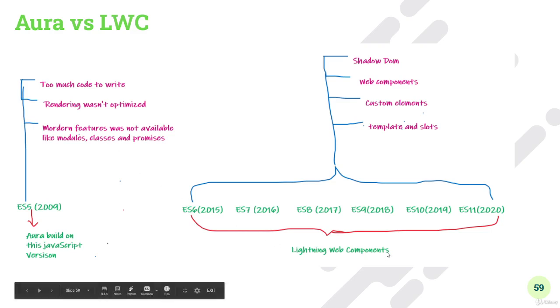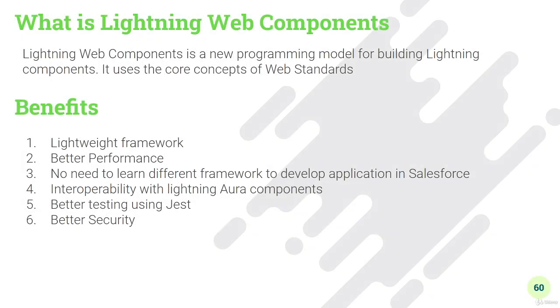But Lightning Web Component uses the latest features of web standards, and it's performance efficient. Rendering is pretty cool. So that's the difference between Aura and LWC.